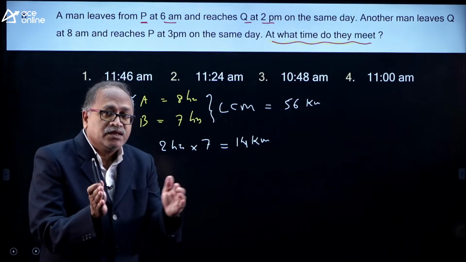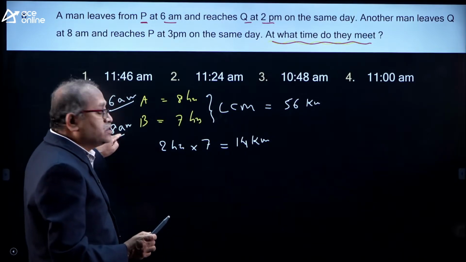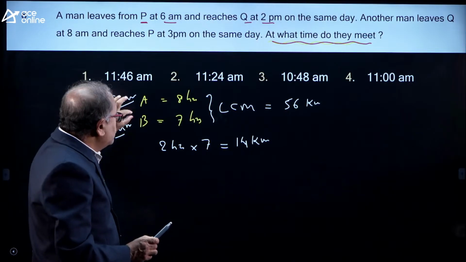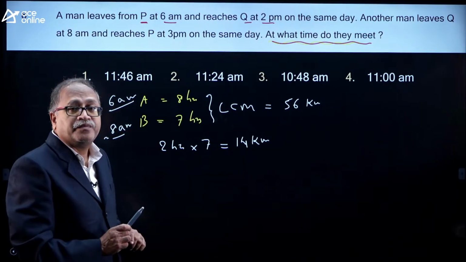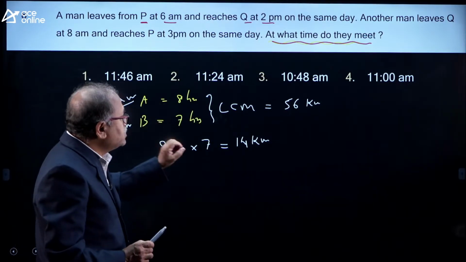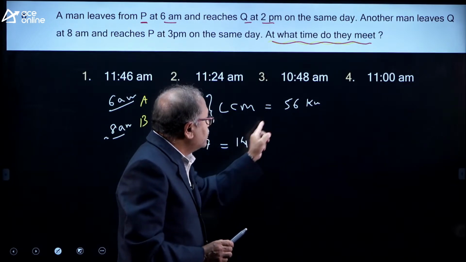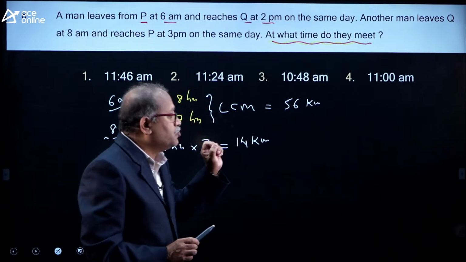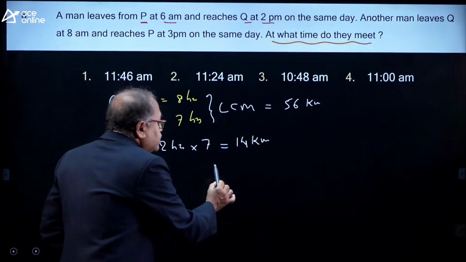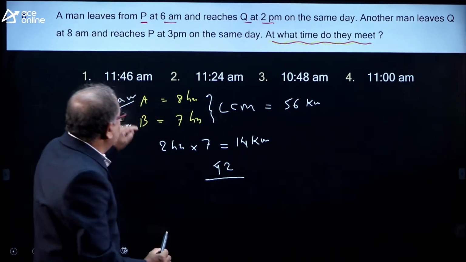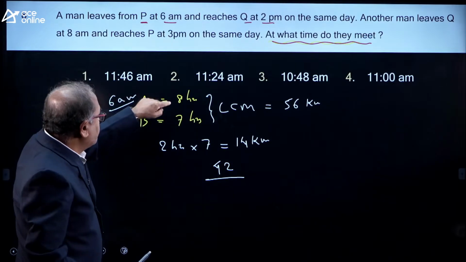And from there the relative speed starts, because he started at 8 a.m. The moment the 8 a.m. comes, there is a relative speed. And what is the distance? The remaining distance is 56 minus 14, that comes 42. So, the remaining distance is 42 kilometer, and the relative speed is A plus B.